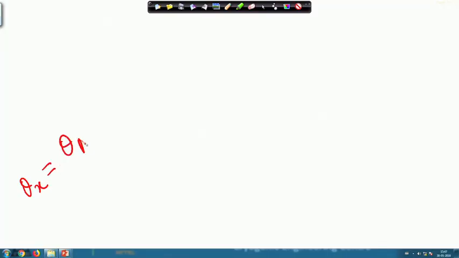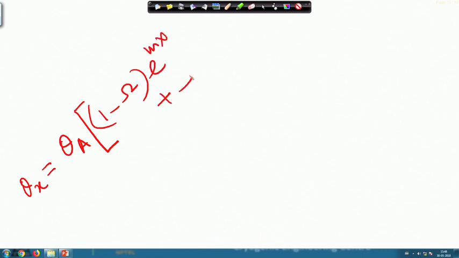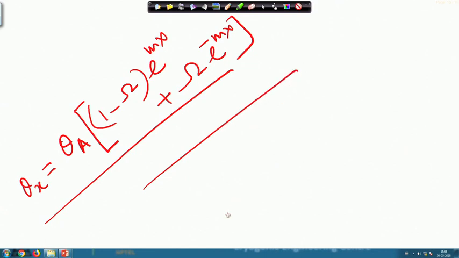difference or temperature profile, theta x equals theta A multiplied by [1 minus omega] e to the power mx plus omega into e to the power minus mx, where omega is having a relation between r and sine hyperbolic ml. And then we also tried to find out the amount of heat getting transferred.